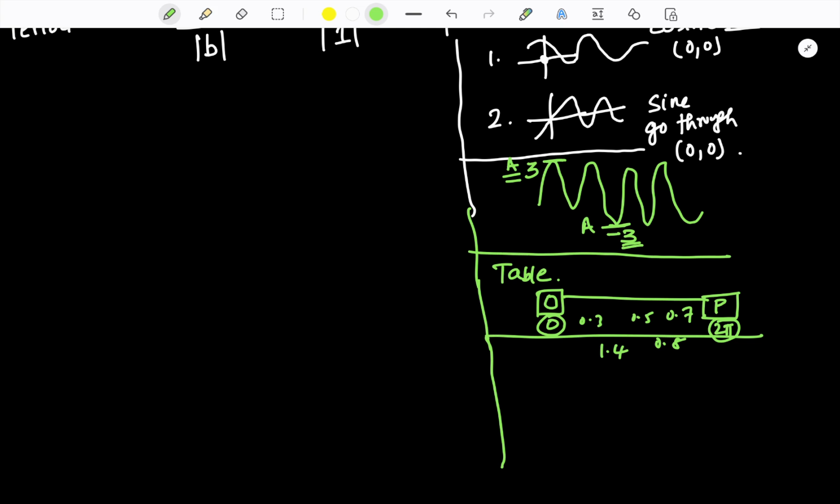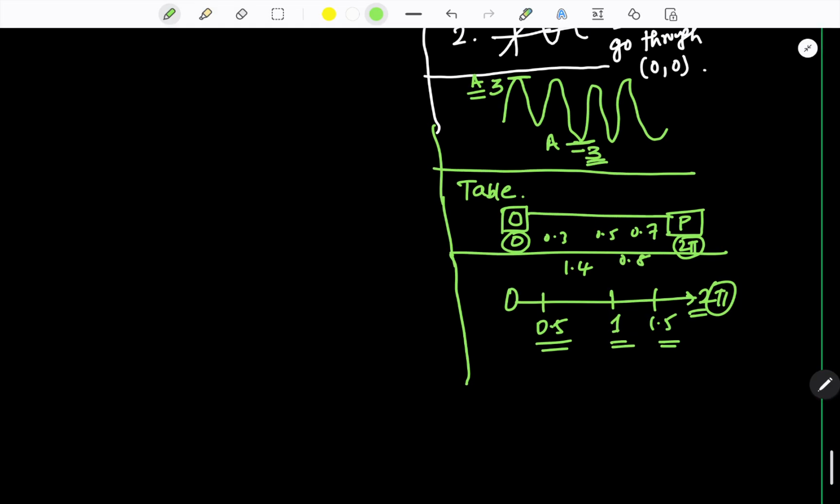So what should you do? You should take some standard values. What do you mean by standard values, teacher? From 0 to 2, try to take a minimum of 4 points to draw a sketch. In between 0 and 2, you can take 1 as one point, and here you can take 0.5 and here 1.5. These values we call standard values. What about 0.25, 0.75, 1.75? Yes, these are also standard values.